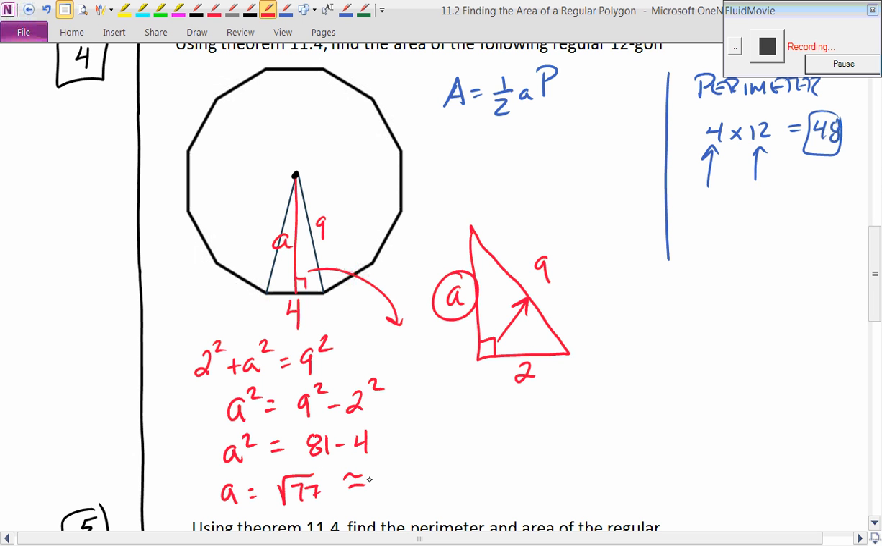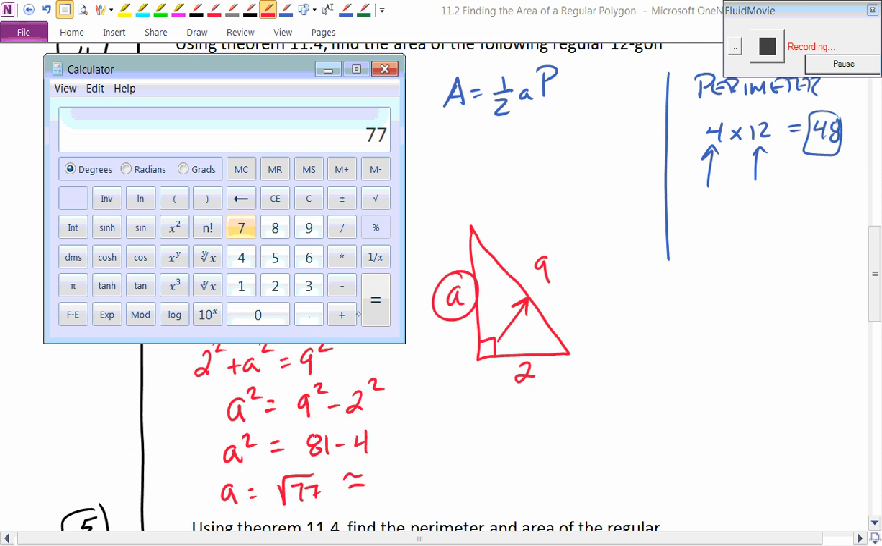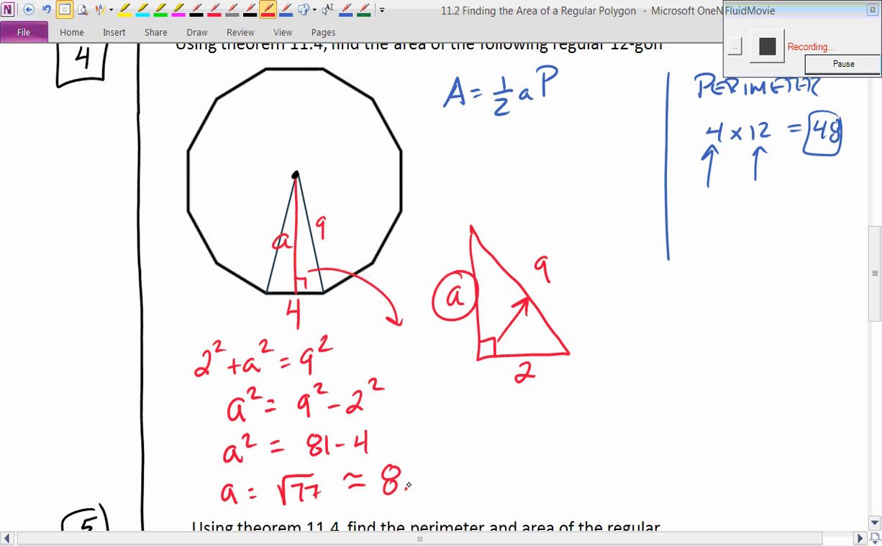77. So please, on your calculators, find the square root of 77. Can someone help me out and verify what you get? 8.7. All right, let's round to one decimal place, so that'd be 8.8. Okay, thank you so much. So there's my apothem. Do I have my apothem? Do I have my perimeter? So if I plug back in, I should be able to easily find the area of this thing.